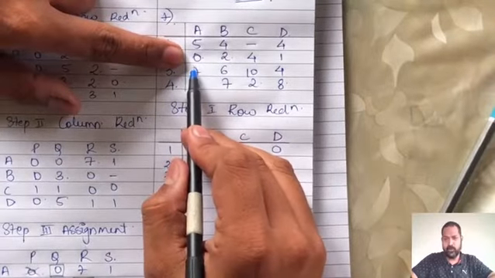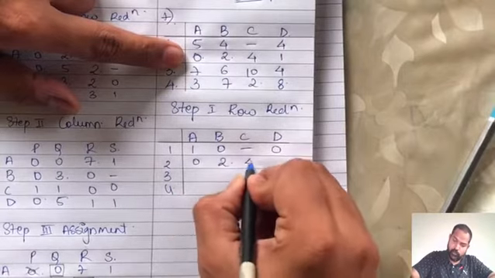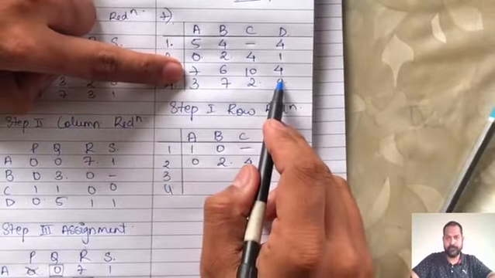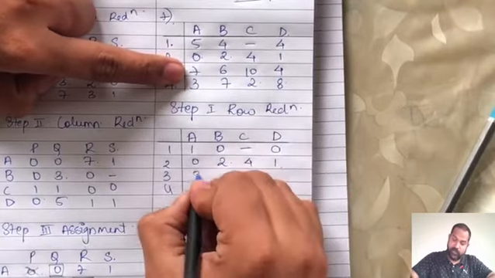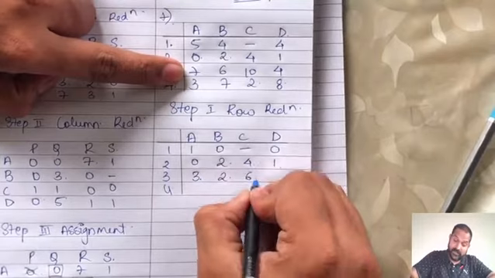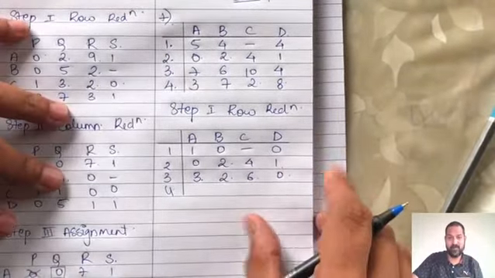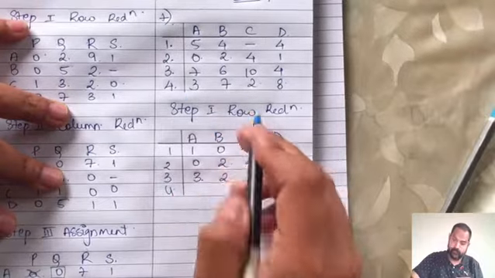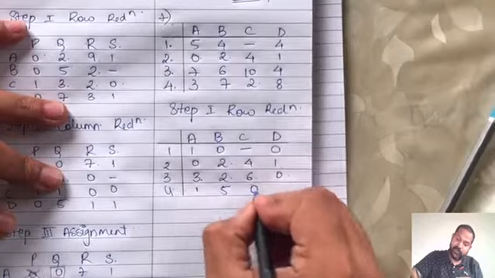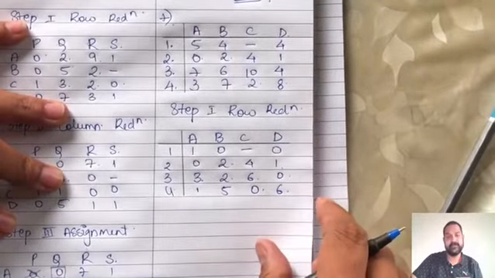Least is already 0. No reduction required. 0, 2, 4, 1. What is the least? 4. 7 minus 4 is 3. 6 minus 4 is 2. 10 minus 4 is 6. 4 minus 4 is 0. Least is 2. 3 minus 2 is 1. 7 minus 2 is 5. 2 minus 2 is 0. 8 minus 2 is 6.